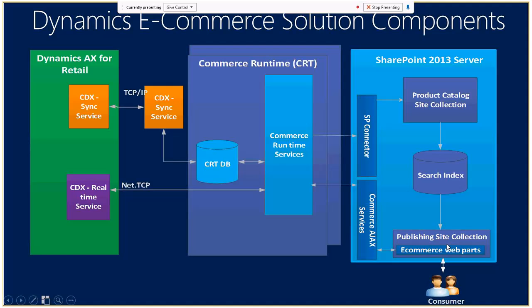And in general, the transaction web parts like shopping cart, prices, and item availability will all interact with the runtime services directly. The web parts that are part of the browse experience, like the gallery pages, the product detail pages, and the popularity or recommendation web parts, will interact with the search index.